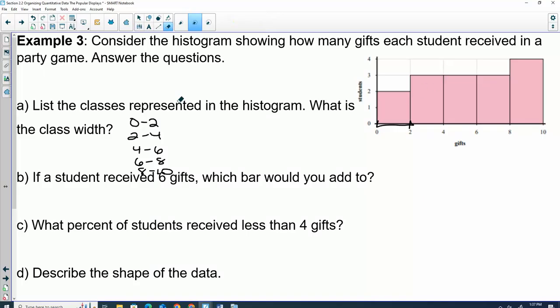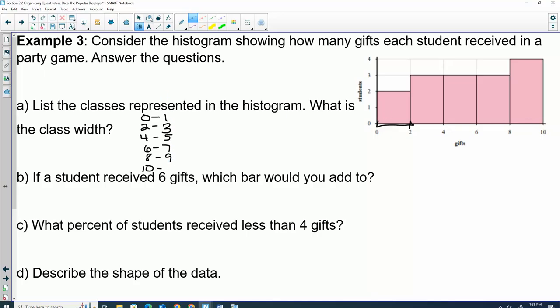So we have to actually clarify these. Even though it's drawn 0 to 2, we have to end that bar before 2, and we're going to start the next one at 2, the next one at 4, 6, 8, and 10. Now, our ending could be a couple different ways. You could say 0 to 1, because are you going to have like 1.9 gifts? No. So if you wanted to call your class 0 to 1, 2 to 3, 4 to 5, 6 to 7, 8 to 9.